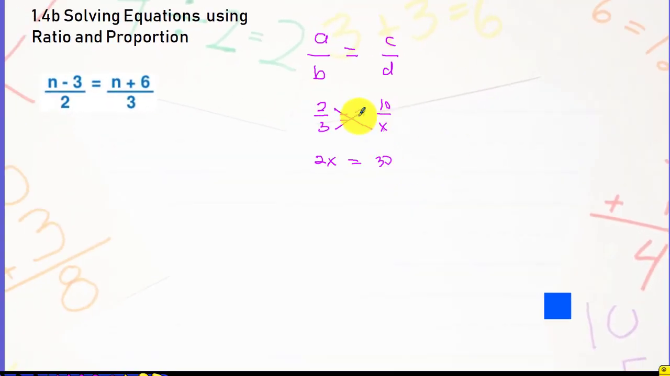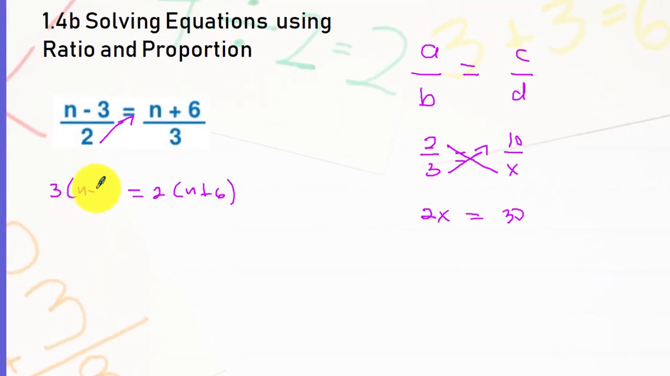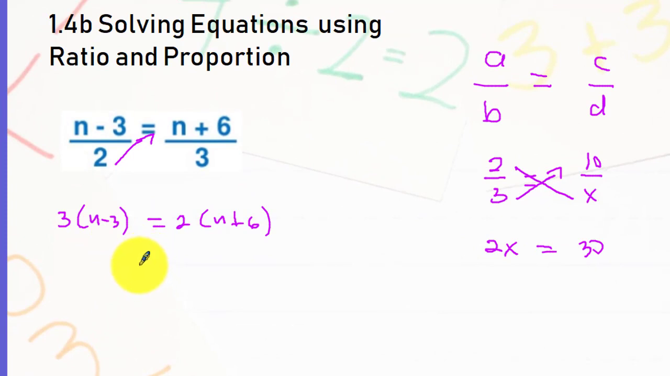Similarly, if I have an equation that is proportional in nature, we can just do the cross multiplication and then solve for n. In this case, we multiply the n plus 6 by 2, and then multiply the n minus 3 by 3. And then from here, we distribute 3 to n minus 3. We'll get 3n minus 9, and here, I'll get 2n plus 12.